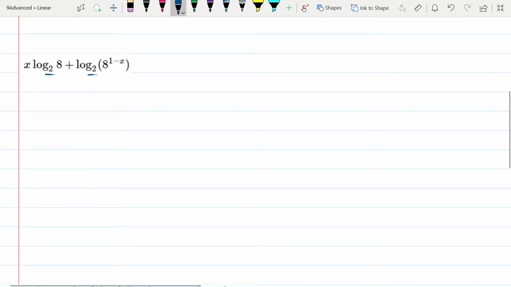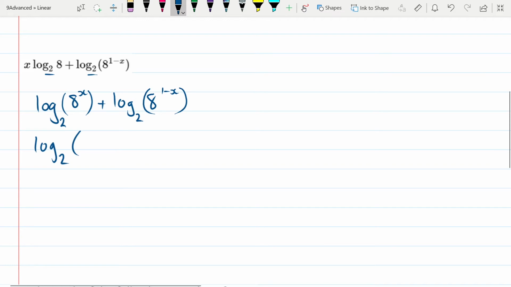So for example, this x, let's put that inside. We can do that by writing that as log to the base 2 of 8 to the power of x plus log to the base 2 of 8 to the power of 1 minus x. Now from our log laws, just like in our index laws, if we've got a plus in the middle here, we can write this as log to the base 2, and we combine these two logs because they're the same base, and we can write that as 8 to the power of x multiplied by 8 to the power of 1 minus x.